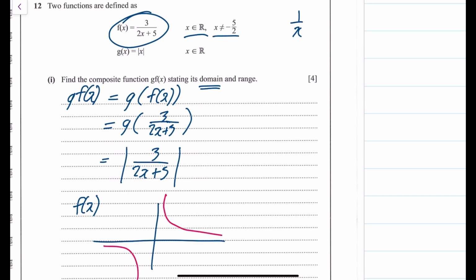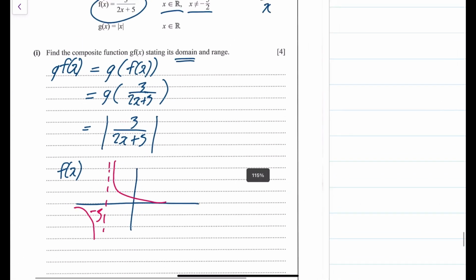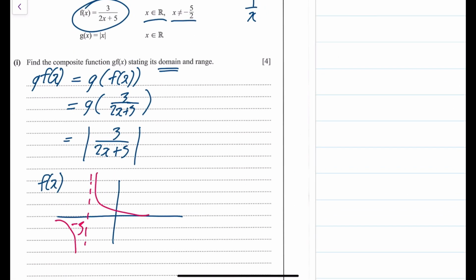And then you move it left by 5. So if you move that left 5, it goes to here, where that's minus 5, I should say. And then you stretch it horizontally, scale factor 2. That squishes in, so that asymptote squishes into here. That's now going to be minus 5 over 2. And then stretch vertically as well. So it just looks like that. So that's what your f of x looks like.